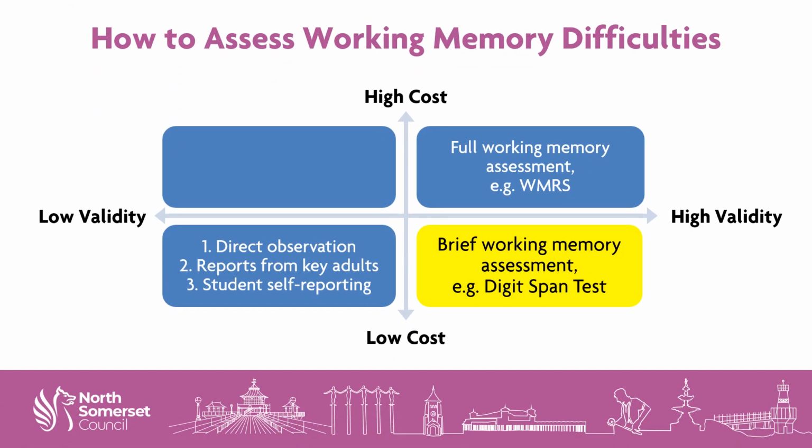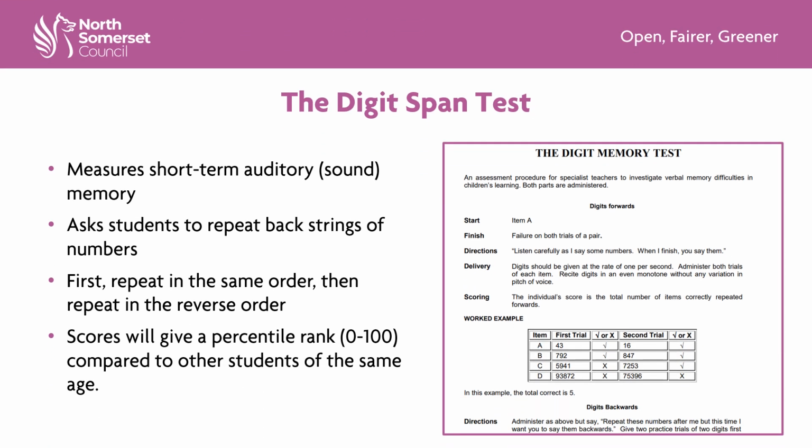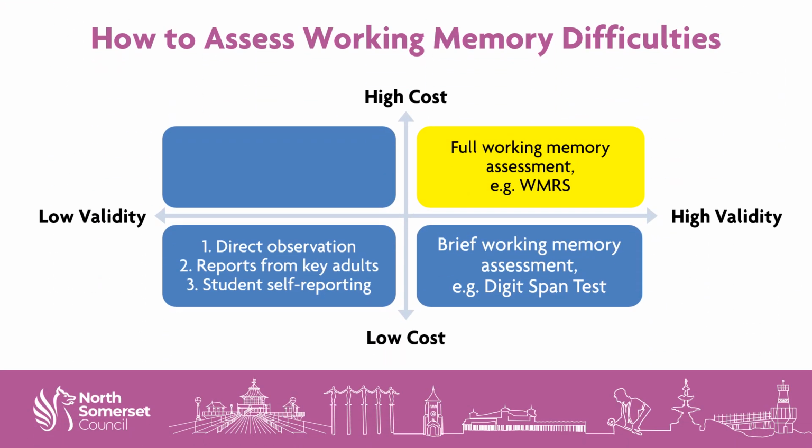The next low-cost option, which is slightly more reliable than observation, would be to use a brief working memory assessment, such as the digit span or digit memory test. We might already have a test like this at school as part of a dyslexia screening assessment, or we might choose to download a free version of the digit span test, such as the one on screen, which is also available in the Educational Psychology Service resource library, which can be found on the North Somerset Council website.